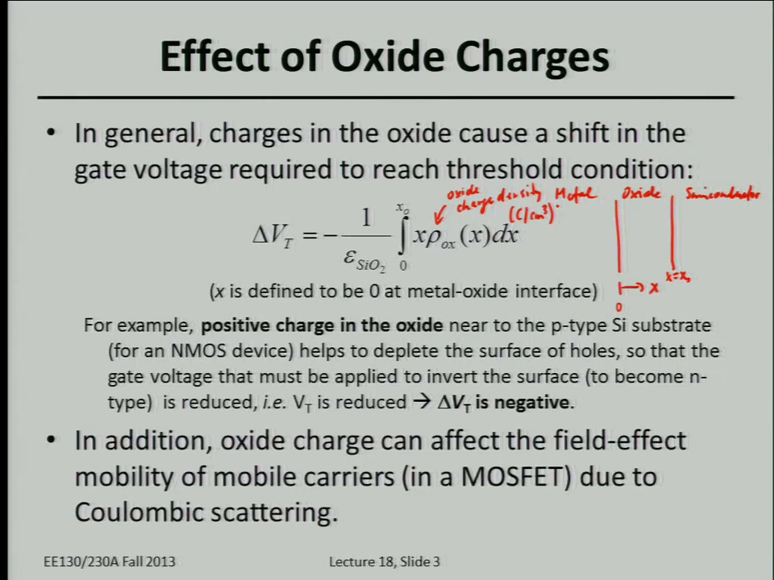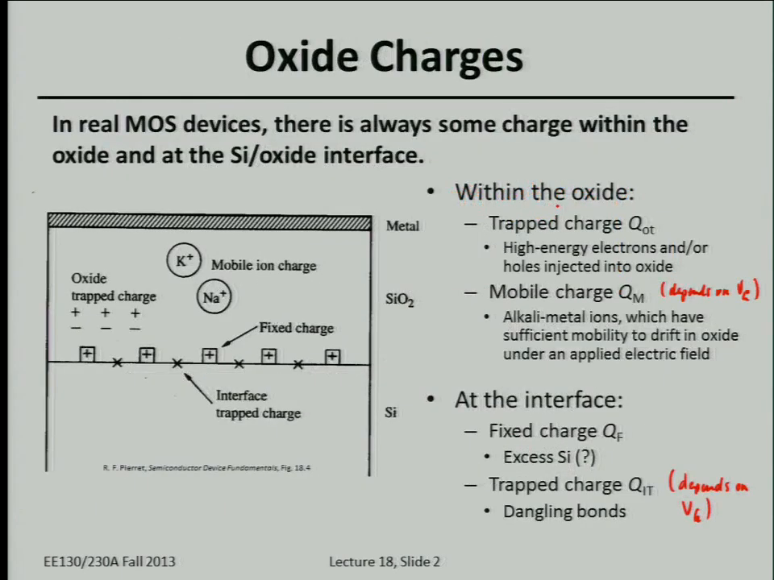Did you have a question, Ali? Okay, so your question is, why don't the oxide charges go into the silicon? Okay, that's a good question. So let's see. So potassium and sodium, why don't they just go into the silicon?